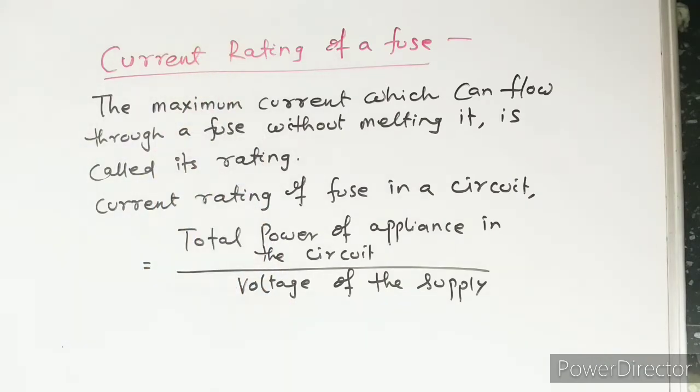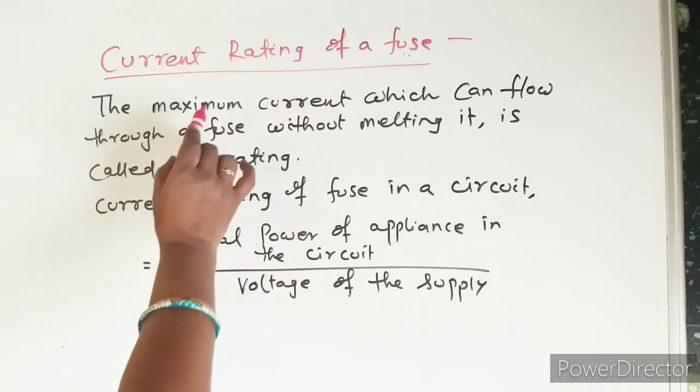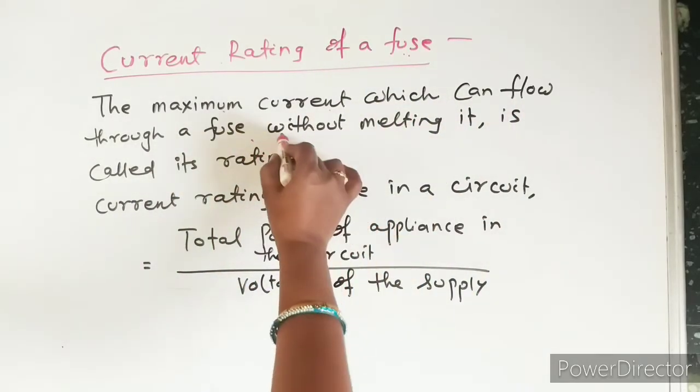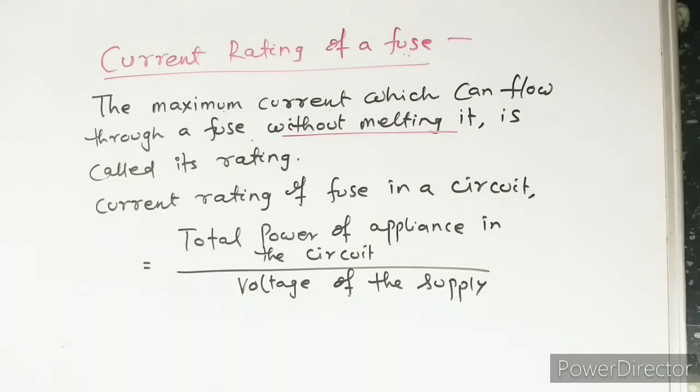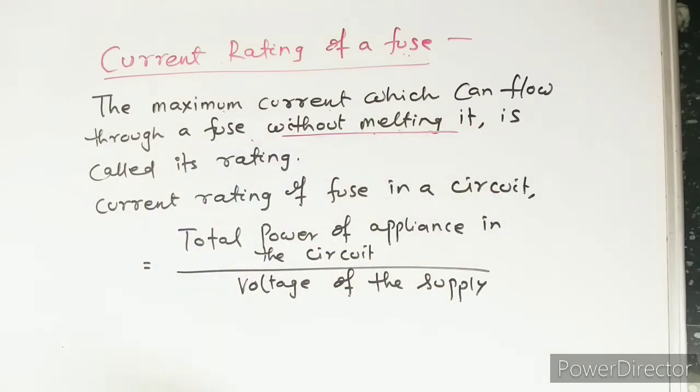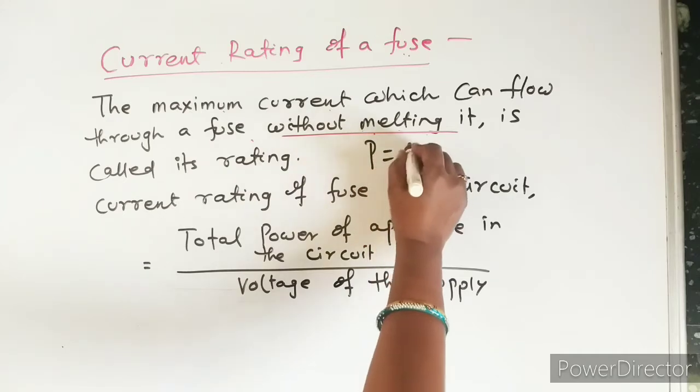See, the current rating of a fuse. What do you mean by the current rating of a fuse? One important thing is that the fuse we use depends upon how much current the device draws. The fuse rating means the maximum current which can flow through a fuse without melting it, because it has a low melting point. If current exceeds, it will melt. So how much current it can carry without melting is known as the current rating. And here the formula is P = VI.